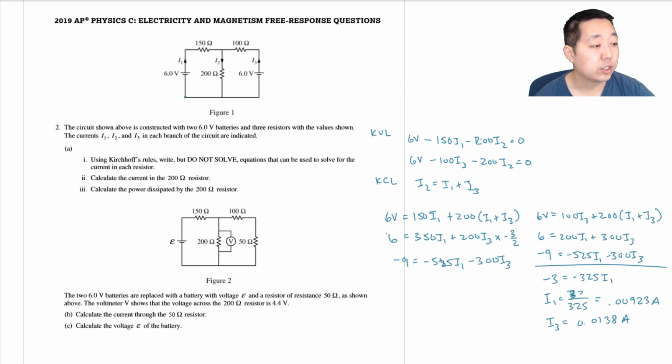I just want to check my answers, and so in order to know the current through this, I simply need to add I1 and I3 together. So I2, my current, is I1 plus I3. So that plus 0.0138, I get 0.0231 amps.